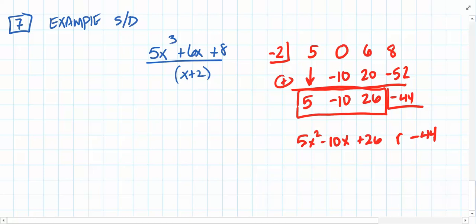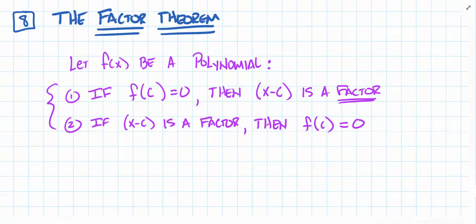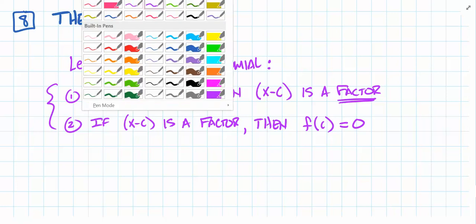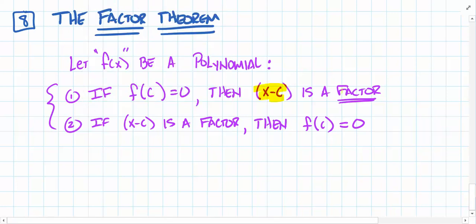Okay, box 8 is all about the factor theorem. The factor theorem essentially says something very, very simple. Okay, so if you're given some polynomial f of x, any polynomial, it says two things. It says if f of c, so some constant, if f of c is equal to 0, then you know that x minus c is going to be a factor. And it also says the reverse of that. Okay, if x minus c is a factor, then you're guaranteed that f of c is equal to 0.